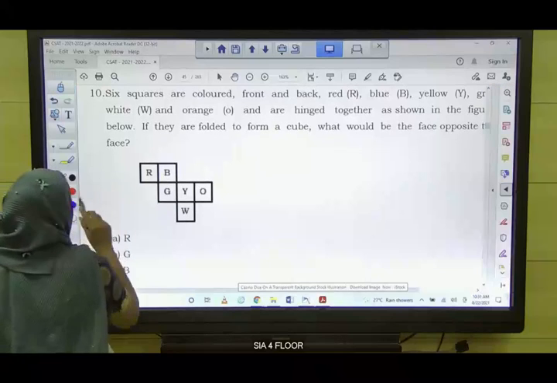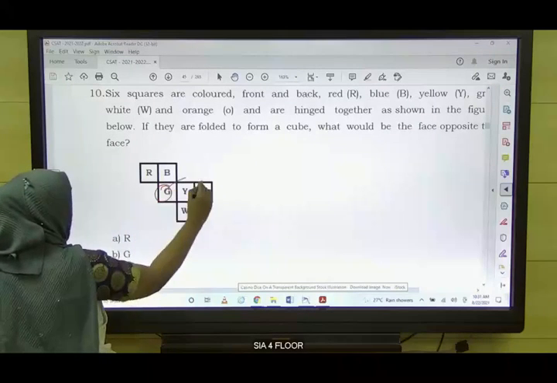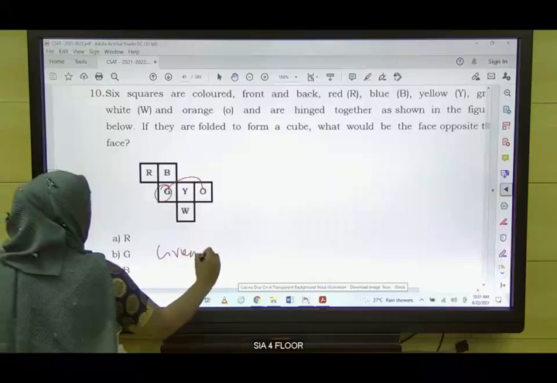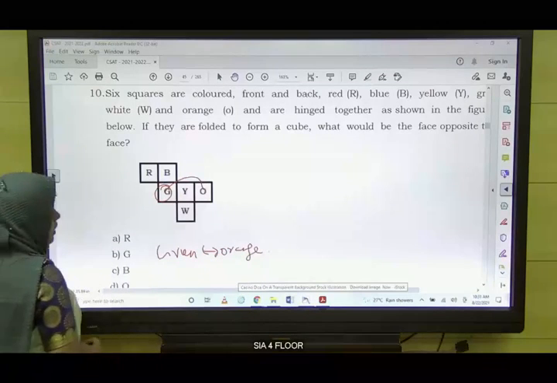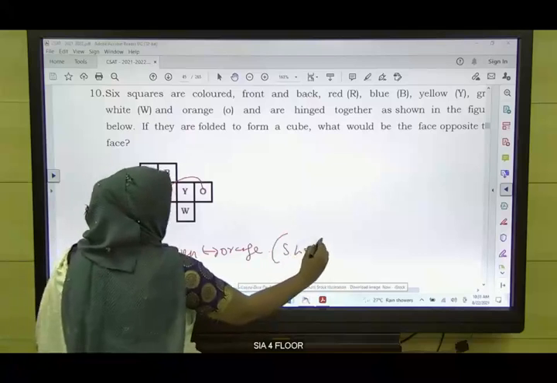Someone asked me for question number 10. Listen, green and orange are opposite. Why? Because of skipping one box and seeing the next box. Because of that. Okay. I'm applying shortcut 1 here. Shortcut 1.